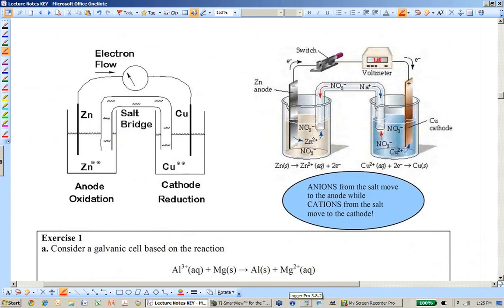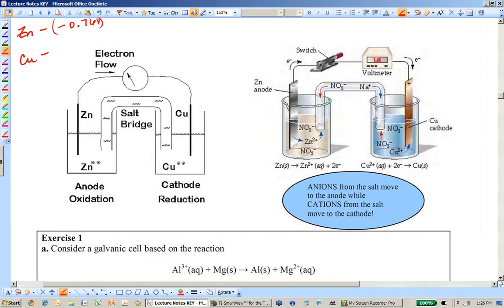So if we look at zinc and copper, let's figure out what the scoop is. I am now looking at my reduction potential table. I am scanning it. I'm looking for zinc. I'm looking for copper. It's a reduction potential table, so these will both be reductions. So zinc's reduction is a negative 0.76 volts.